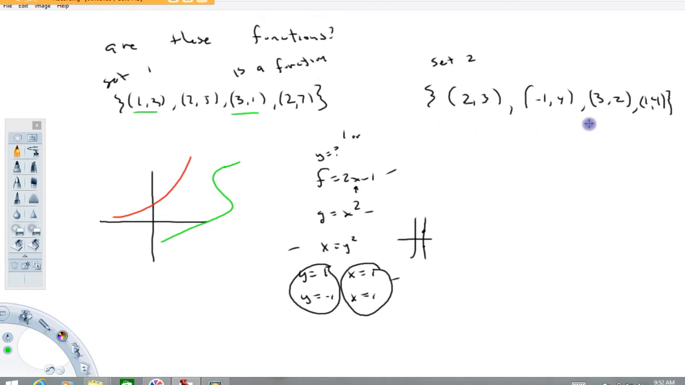Let's take a look at set 2. 2 gets mapped to 3, negative 1 gets mapped to 4, 3 gets mapped to 2, 1 gets mapped to 4. Now, this guy, let's see. Looks like that is a function as well too. There's just no problems with that.